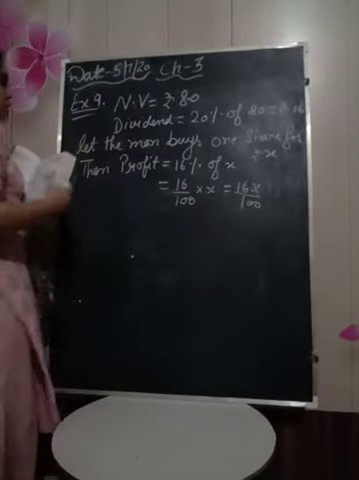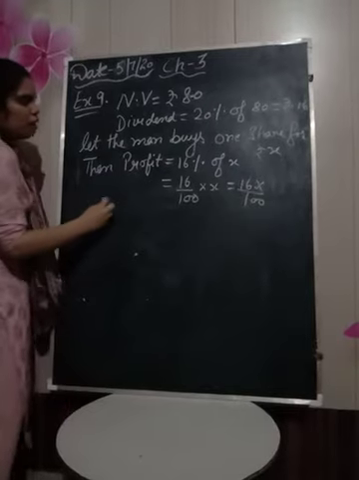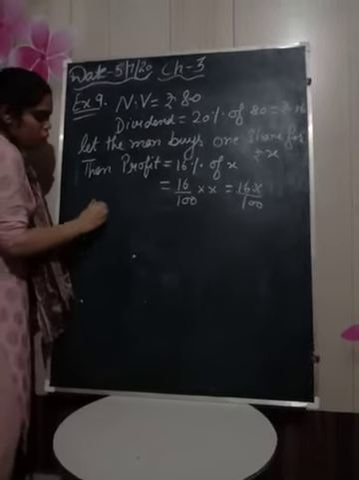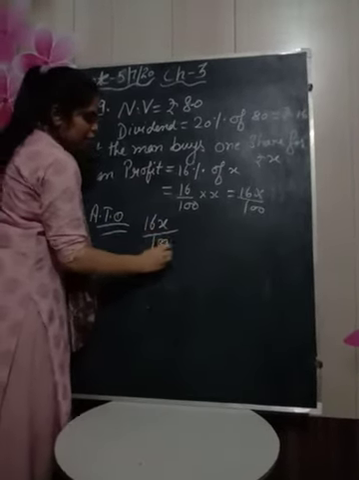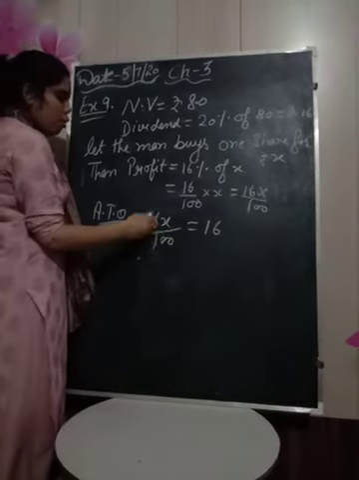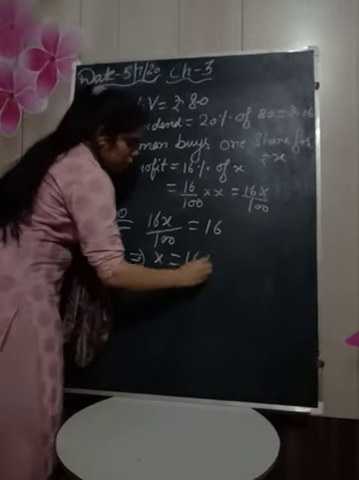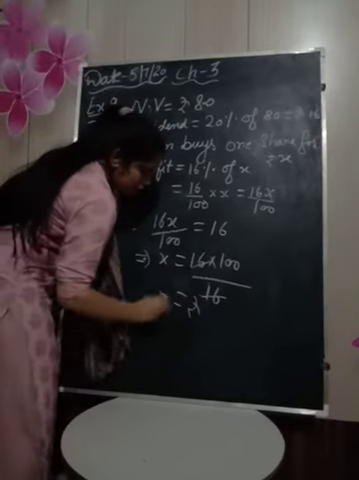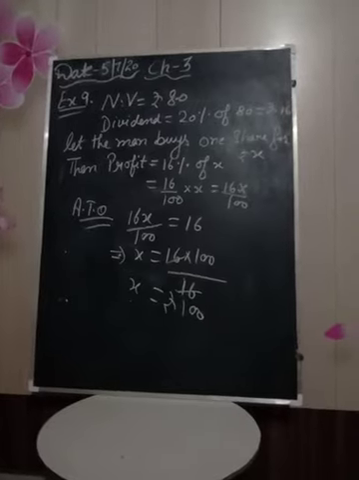is 16X by 100. Now dividend and profit have the same meaning. So dividend, how much have they given? 16. According to the question, we get 16X by 100 is equal to 16, because both are dividends. Profit and dividend are the same meaning. So here we can find the value: 16 into 100 divided by 16. So the value of X is equal to 100. This is our required answer.